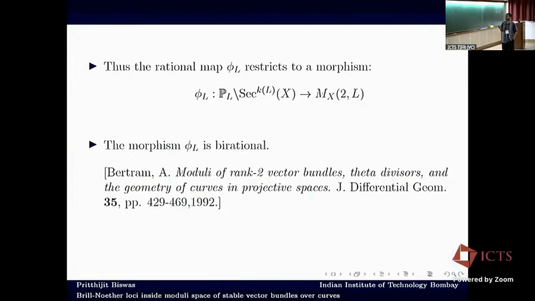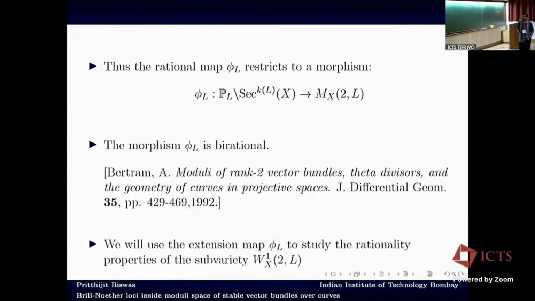It's of course known that the moduli space is rational, from the works of Schofield and King, but this is actually one proof. When degree L is 2g minus 1, phi L is birational, showing that the moduli space is rational. Yeah, so as I said, I'm going to use this extension map to study some rationality properties of the Brill-Noether loci.